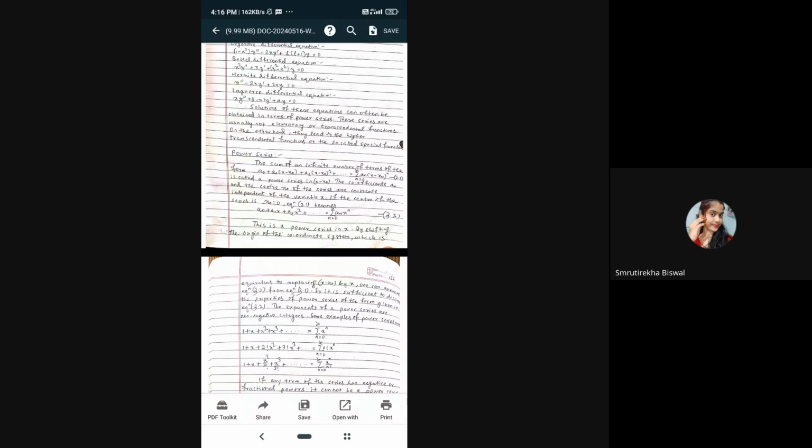Some of the examples of power series are 1 plus x plus x squared plus x cubed plus so on and so forth. This can be written as summation n equals 0 to infinity of x to the power n. Similarly, another power series is 1 plus x plus 2 factorial x squared plus 3 factorial x cubed plus so on and so forth. This can be written as summation n equals 0 to infinity of n factorial x to the power n. Another power series is 1 plus x plus x squared by 2 factorial plus x cubed by 3 factorial plus so on and so forth, which is equal to summation n equals 0 to infinity of x to the power n by n factorial. These are the examples of power series.